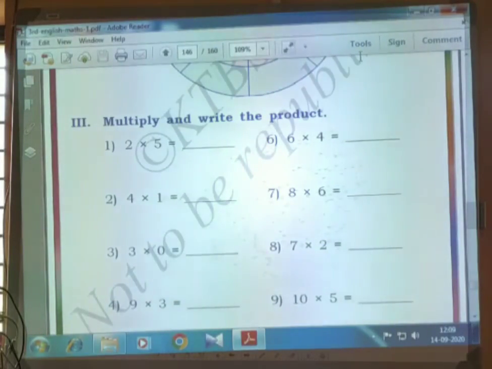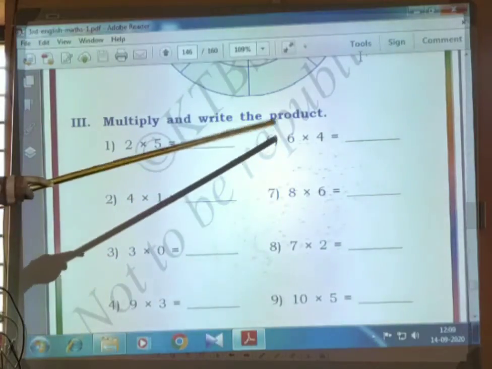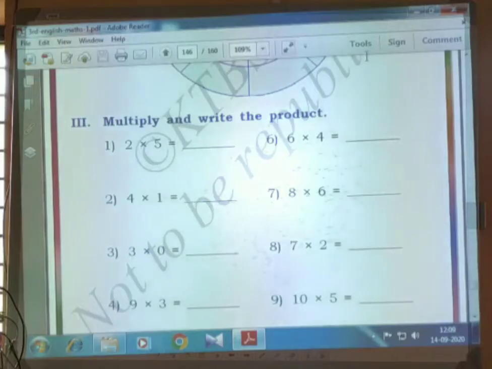Okay, I will solve only 2 examples. You have to solve the remaining examples. 2 5s are 10, 6 4s are 24. The remaining examples you have to solve in your classwork book.